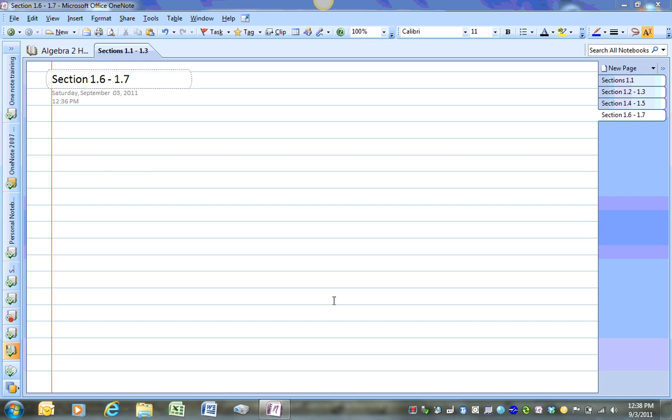Today we're going to discuss sections 1.6 and 1.7. Both deal with inequalities. We will start with section 1.6.